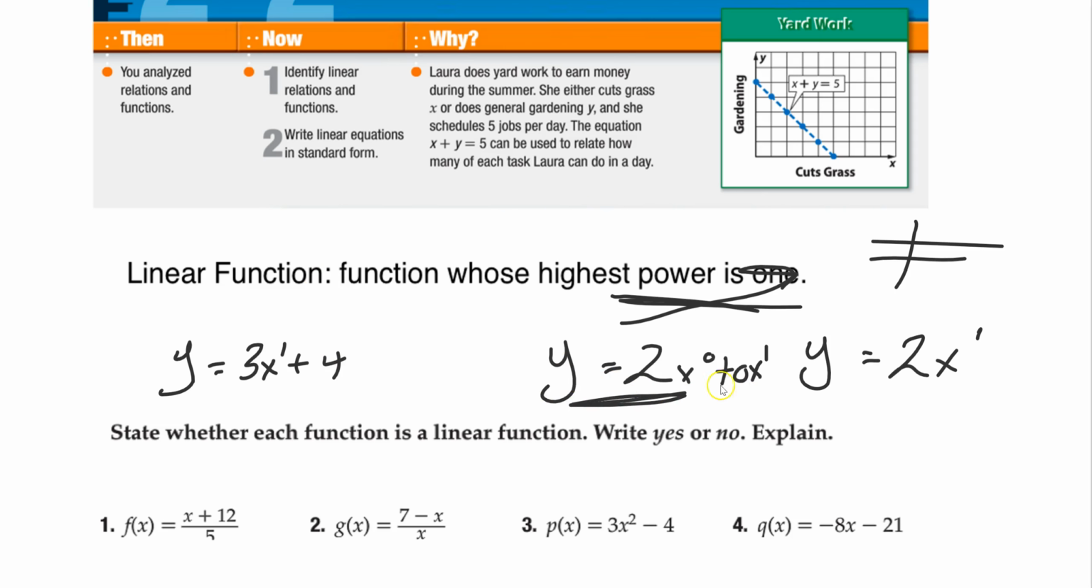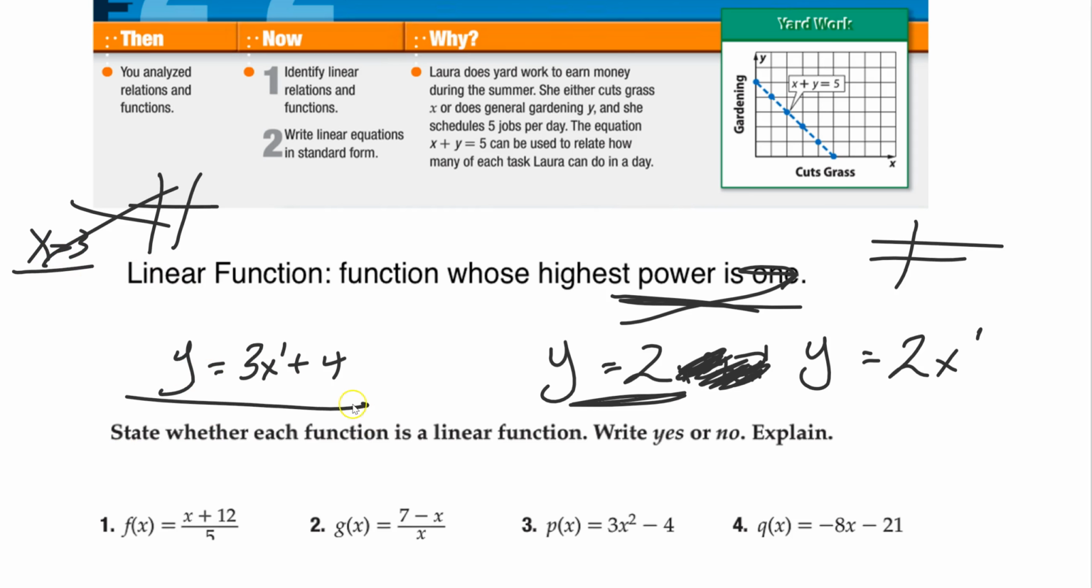So if it's just y equals a number, it's still linear. By the way, x equals 3 is not a linear function. Why not? It's linear, it's just not a function. It doesn't pass the vertical line test. So it is linear, just not a function. So that's a linear function, that's a linear function, that's a linear function. The key with all of these is that the highest power is 1.